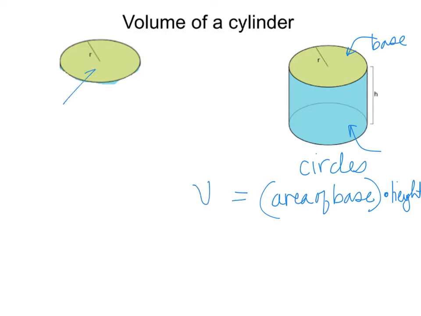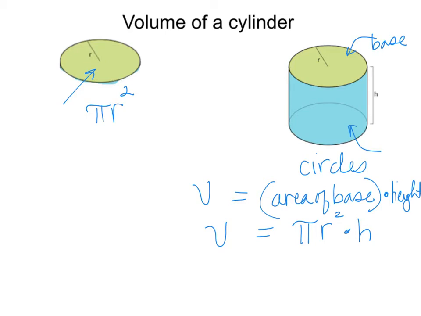We know that the area of a base is pi times the radius squared. If we replace that here, we have pi times the radius squared times the height of the cylinder, and that is the volume. Now that's a regular figure. Every cylinder looks like that. But in calculus we're looking at irregular shapes.